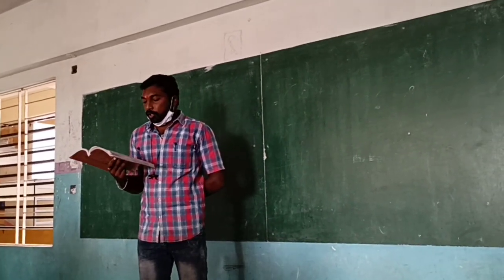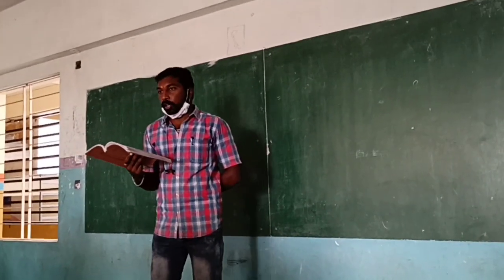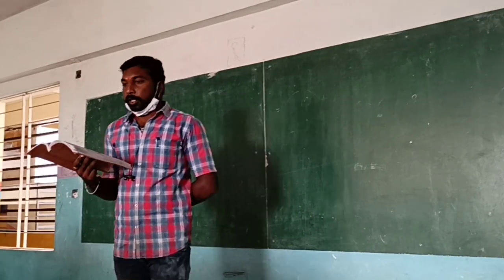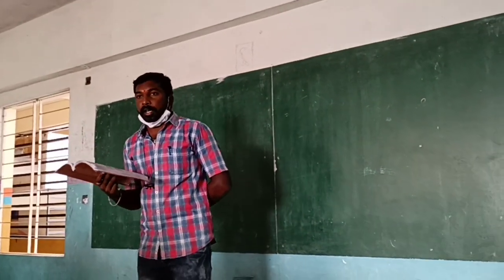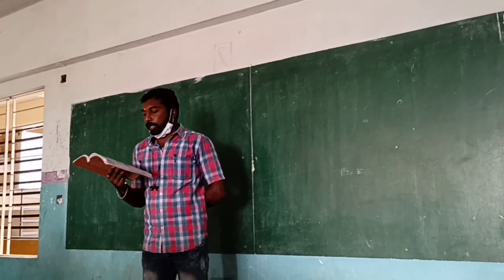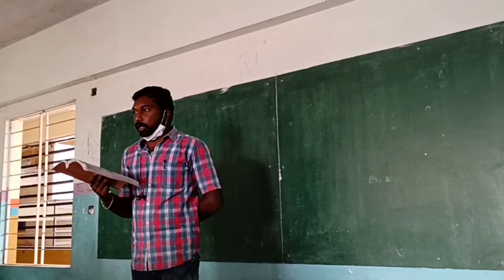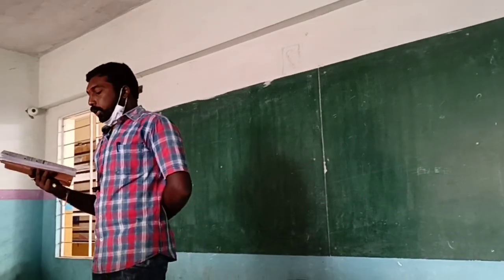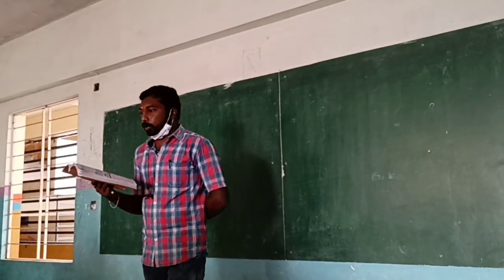Which of the following is a numerical expression? An expression contains less than or greater than symbols. That means 4 plus 2 less than 7. 4 plus 2 less than 7, that is the numerical expression.